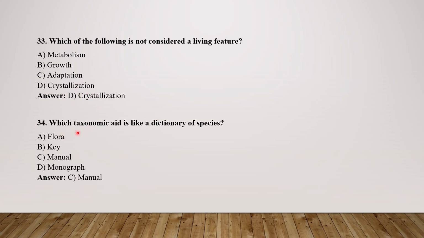Number 34. Which taxonomic aid is like a dictionary of species? The right answer is C, manual. A manual provides brief descriptions for identifying different species.